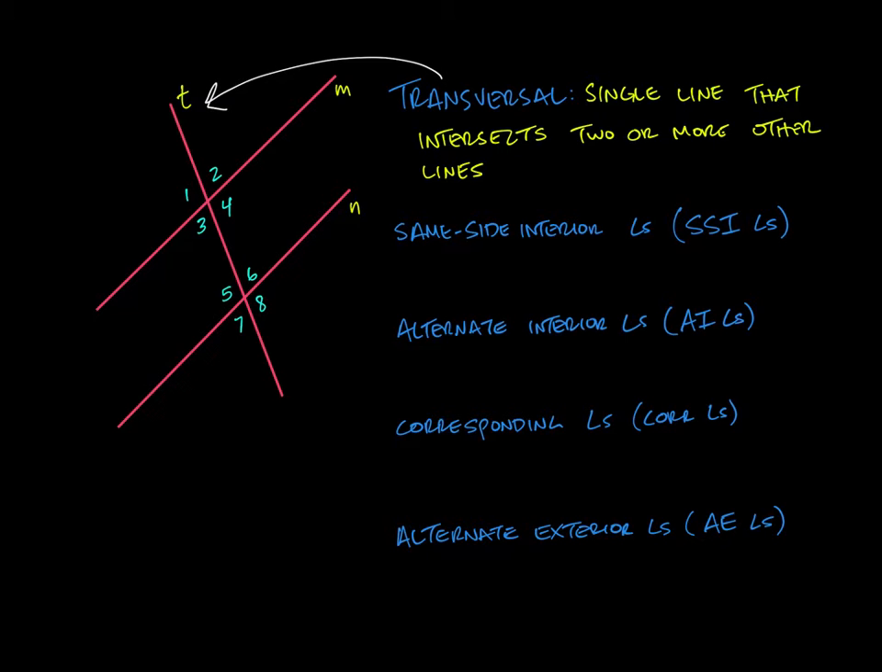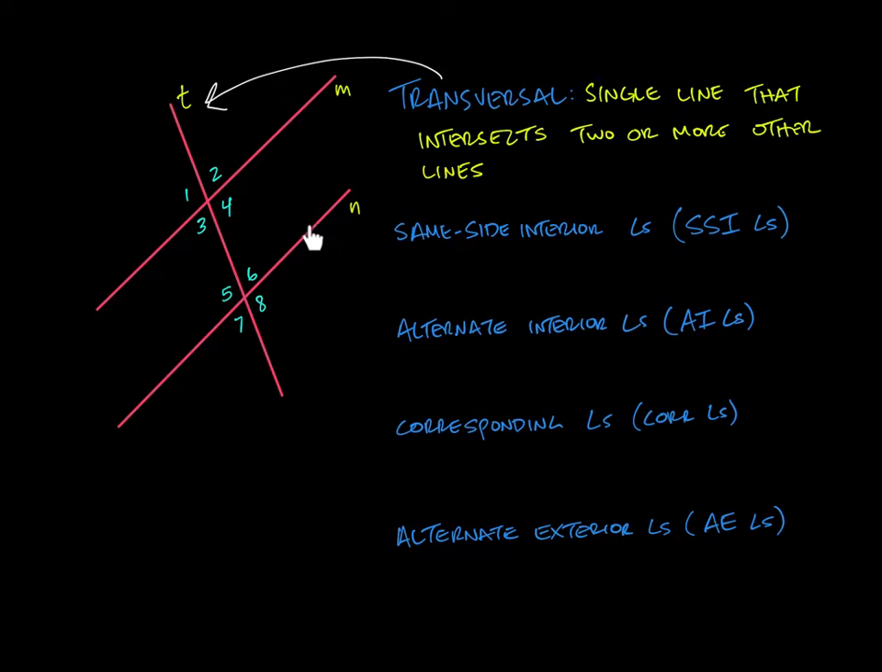A transversal we can see is a single line that intersects two or more other lines. It's like line T is intersecting both line M and line N. Now when that happens, we have four angles created at each intersection. So four angles created at the intersection between T and M, and then another four angles created at the intersection between line T and line N.